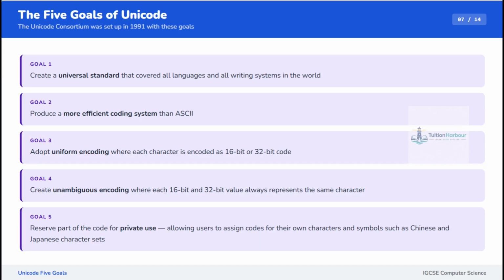The Unicode Consortium had 5 goals. 1. Create a universal standard for all languages. 2. Be more efficient than ASCII. 3. Use uniform 16-bit or 32-bit encoding. 4. Ensure every code value always represents the same character. 5. Reserve space for private use such as Chinese and Japanese symbols.